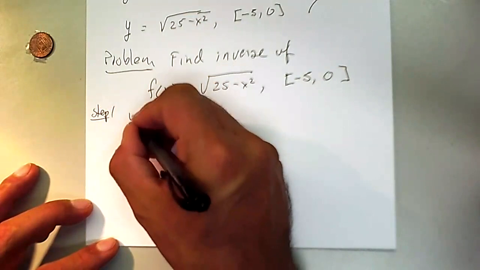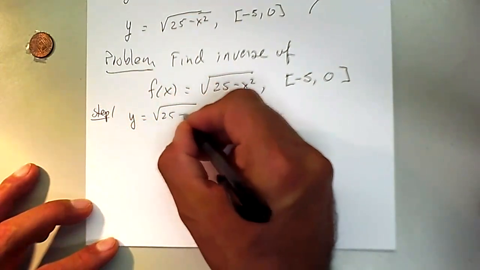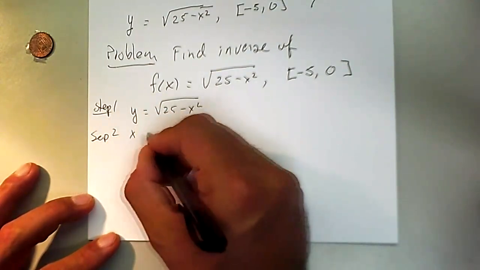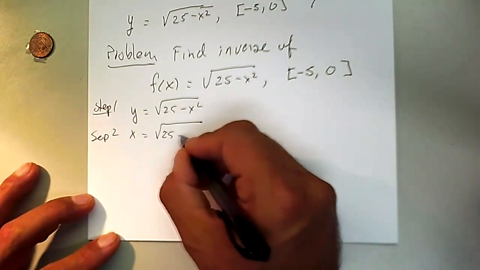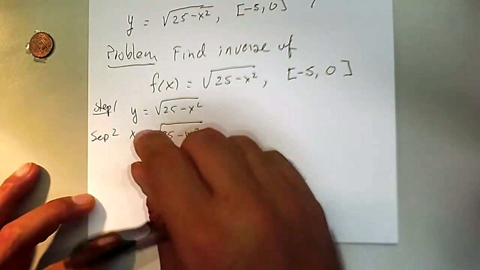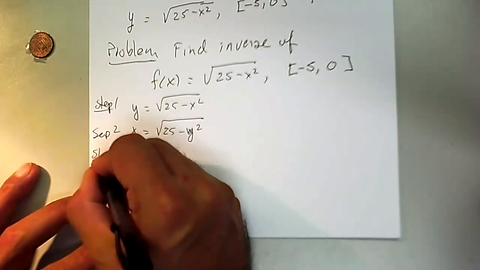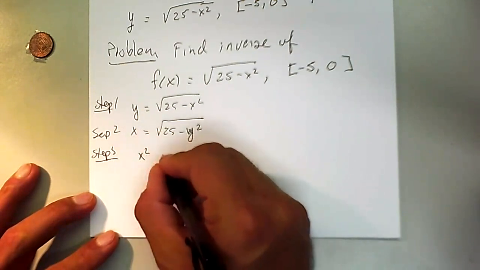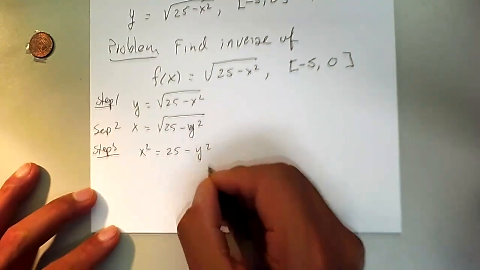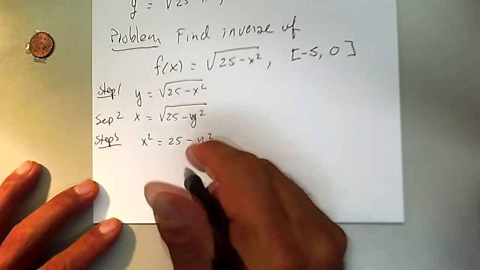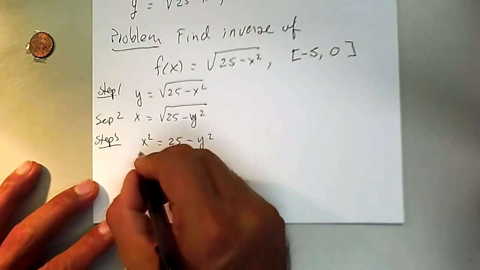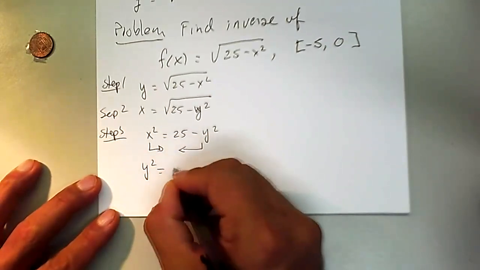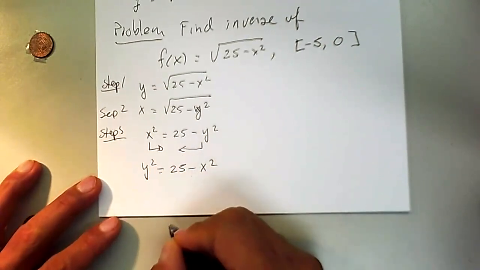Step 1, remember y equals square root of 25 minus x squared. Step 2 was to do x equals square root of 25 minus y squared. So we're swapping x's and y's. Step 3 is the big one, solving for y. So square both sides, x squared equals 25 minus y squared. Let's add y squared to both sides of the equation while we subtract x squared on both sides. So y squared equals 25 minus x squared.